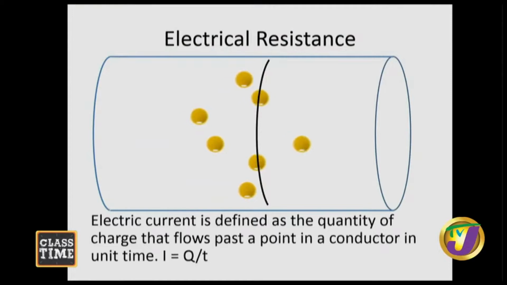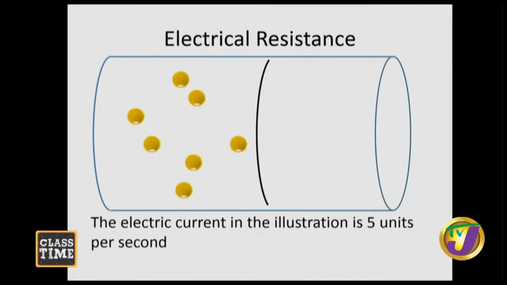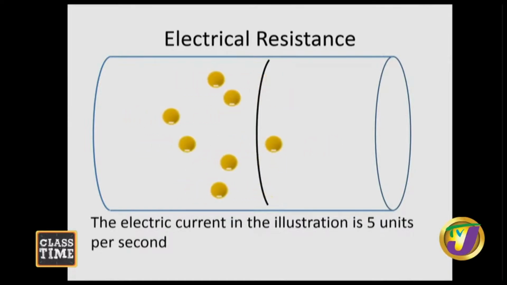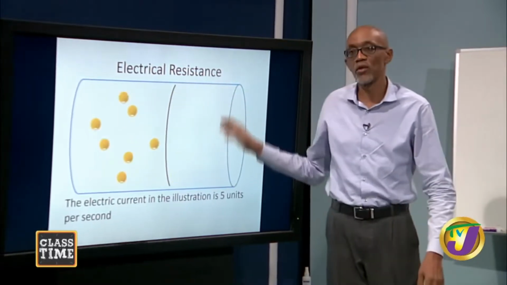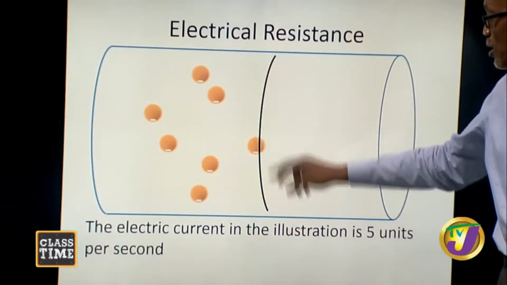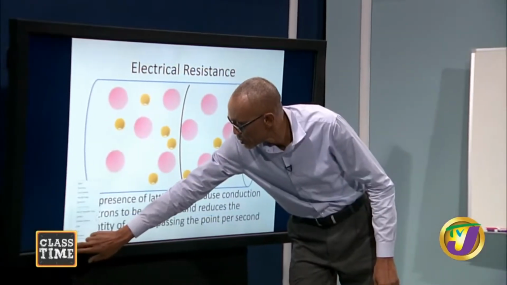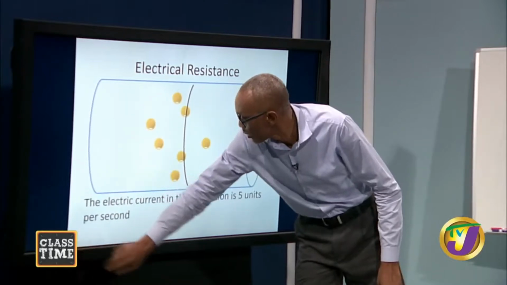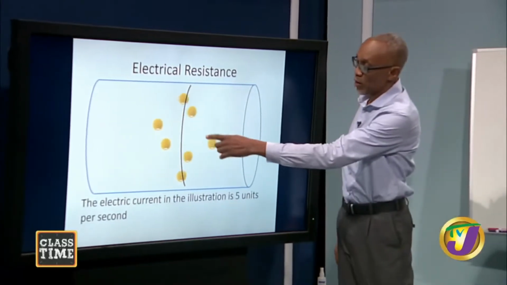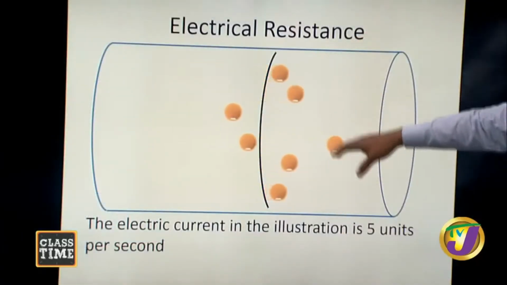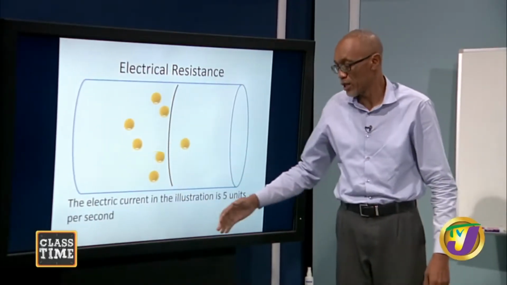Electric current is defined as the quantity of charge that flows past a point in a given time. In this little demonstration, these are electric charges flowing in this direction. It's repeating itself, but this is the point over which the electric charge is flowing. We see about 5 of them passing this point in a unit time. But these are just charges that are flowing unimpeded.